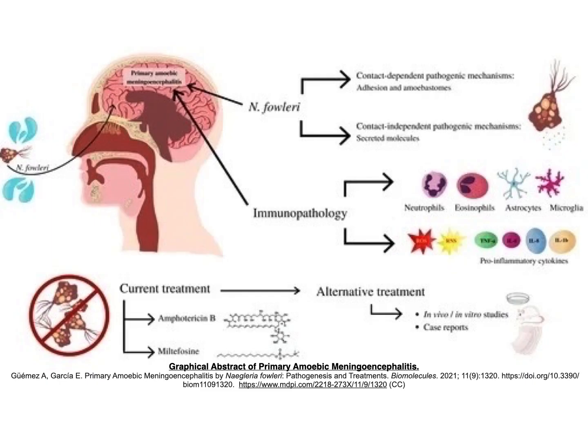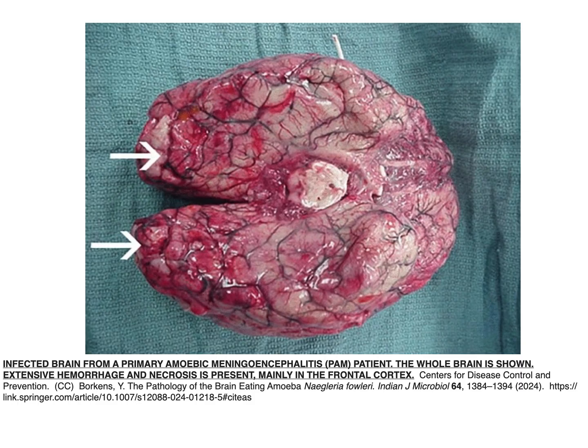Graphical abstract of primary amebic meningoencephalitis. Infected brain from a primary amebic meningoencephalitis patient. The whole brain is shown. Extensive hemorrhage and necrosis is present, mainly in the frontal cortex.